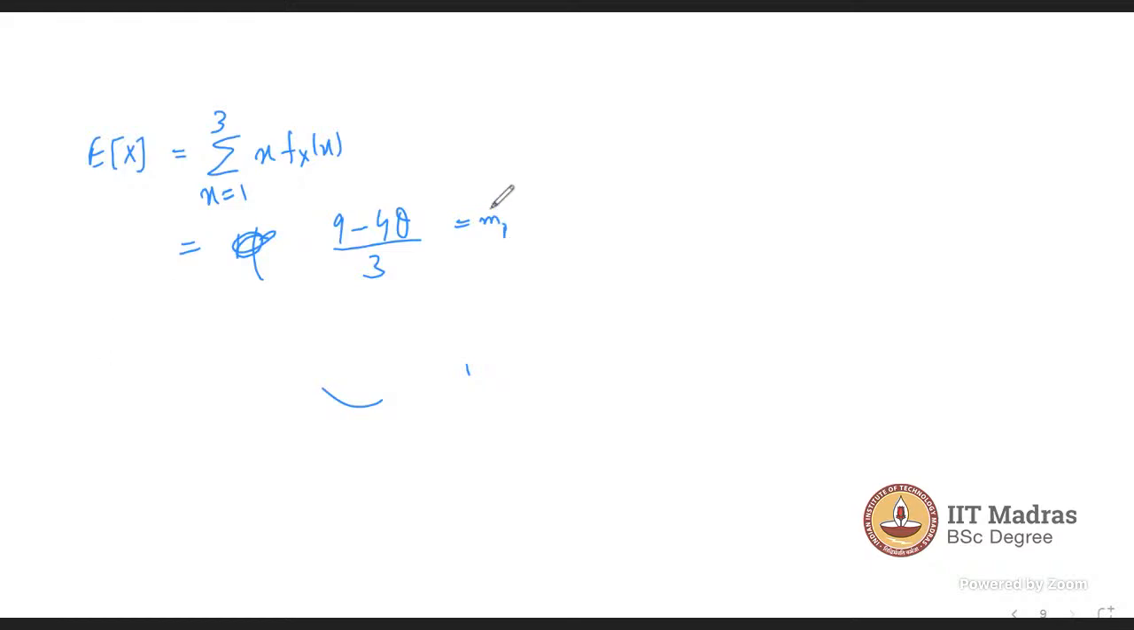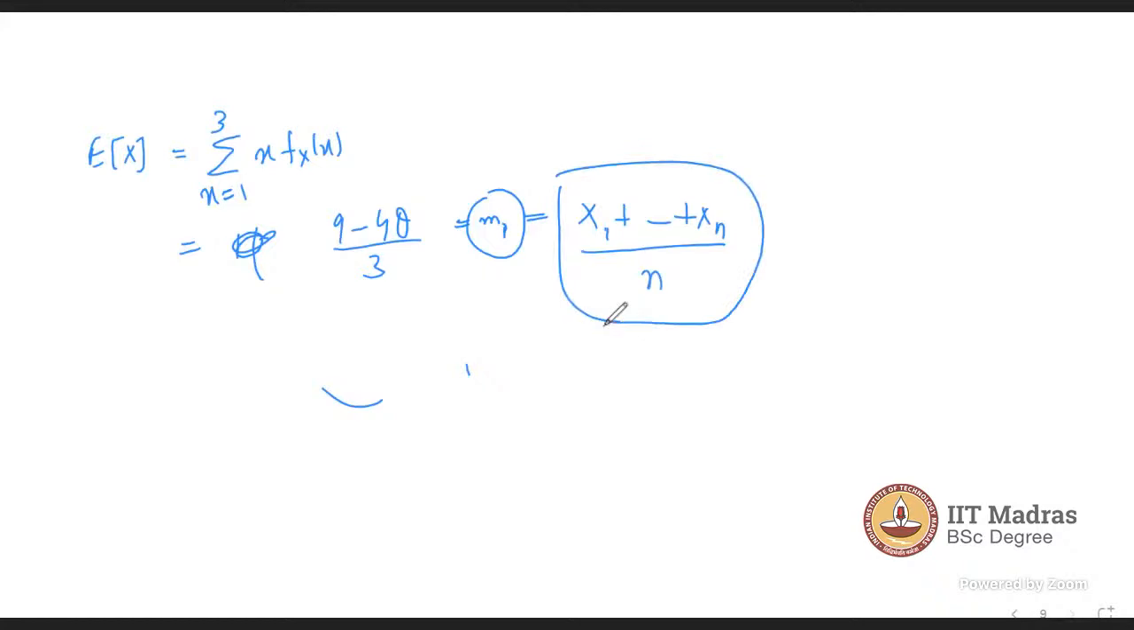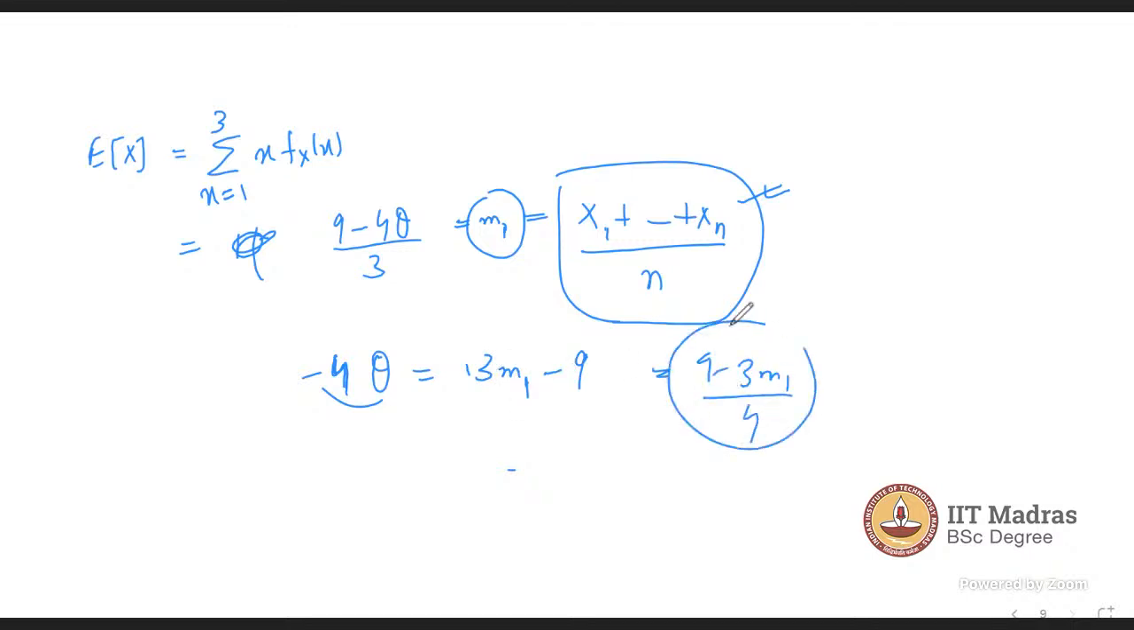So, what is M1? M1 is nothing but the sample mean, x1 plus x2 plus up to xn, divided by n. The samples are already given to you, so from there you can find this value. Once you find it, you can easily find theta. So theta is going to be 9 minus 3 m1, divided by 4.